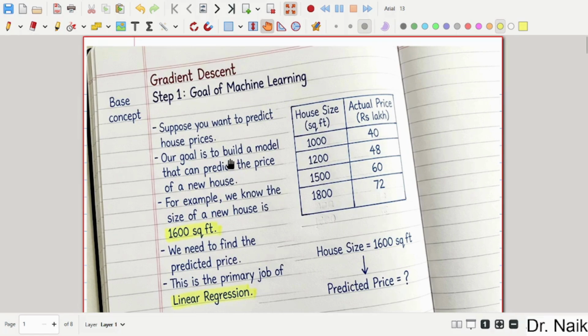Our goal is to build a model that can predict the price of a new house. We need to find the predicted price. This is the primary job of linear regression.